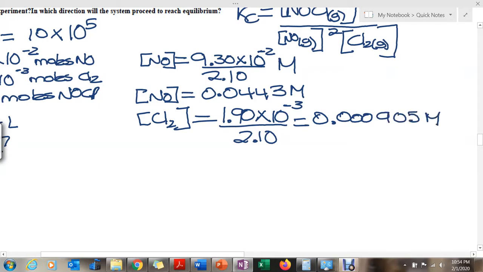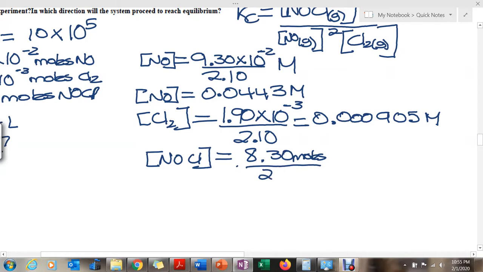And finally, the concentration of NOCl, the product, equals 8.30 moles divided by 2.10 liters. That's the right way of doing it, and I was skipping it to save time. And this is 3.95 molar.